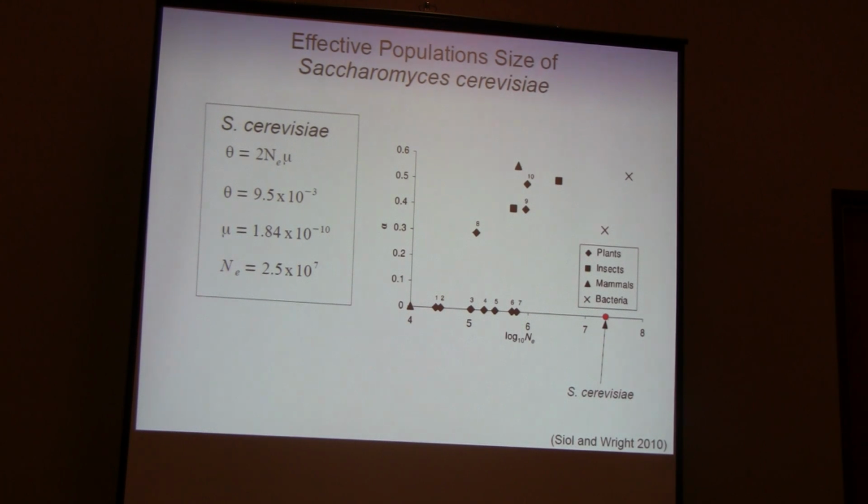However, there are some species that are outliers, one of which is the budding yeast Saccharomyces cerevisiae. Estimates of the effective population size in yeast are on the order of about 10 million. If you plot that on this graph, you get a fairly obvious outlier in that it has a very large effective population size, but from a number of different studies, the estimated fraction of adaptive substitutions is 0.